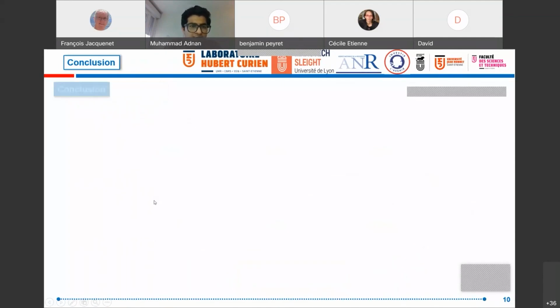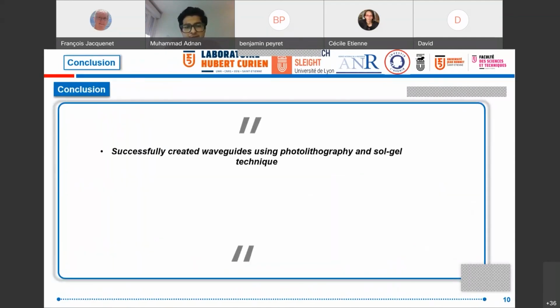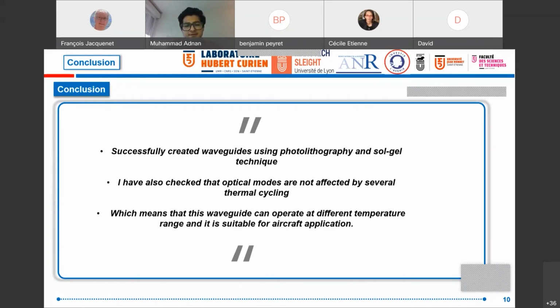Finally, I will conclude my presentation. I have successfully created waveguides using photolithography and the sol-gel technique. I have also checked that optical modes are not affected by several thermal cycles, which means that this waveguide can operate at different temperature ranges, and it is suitable for aircraft applications.